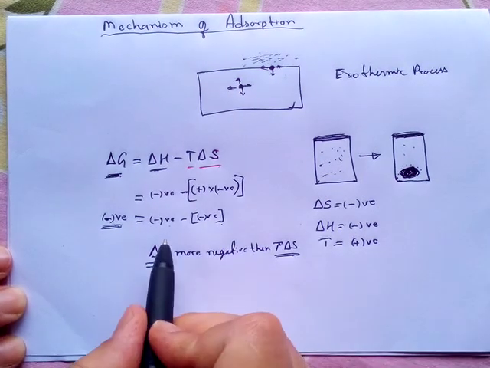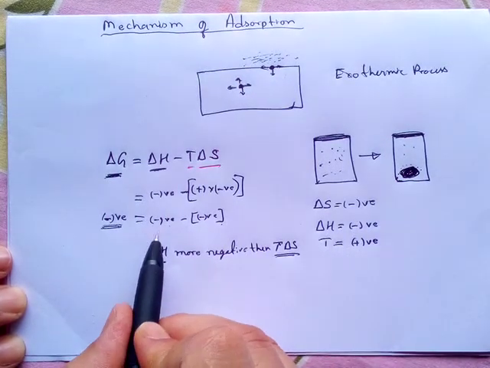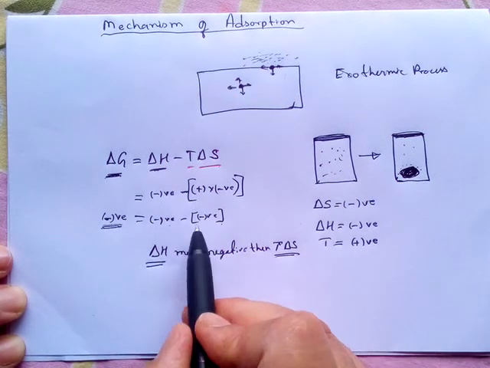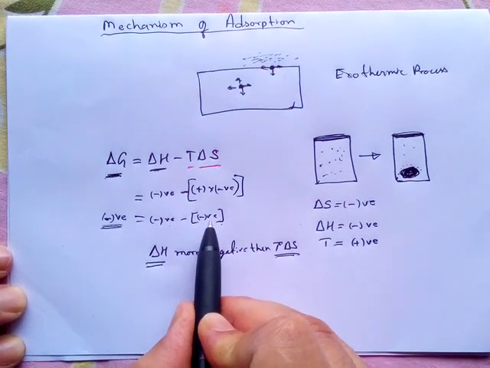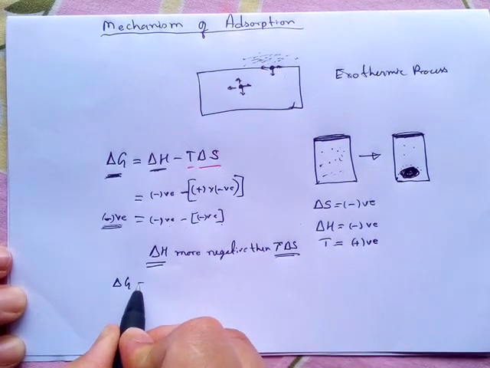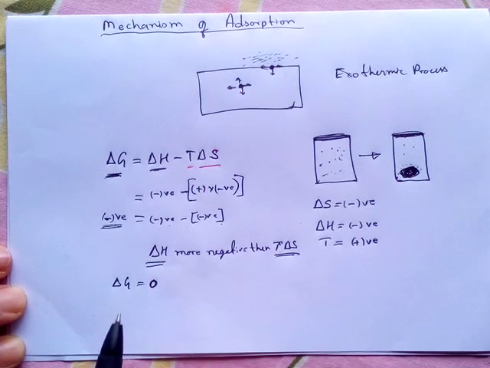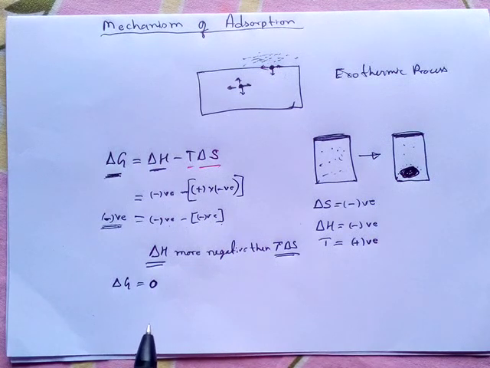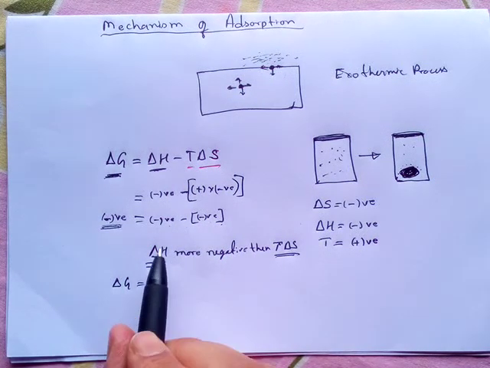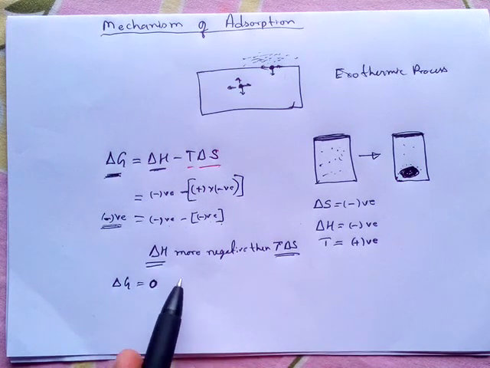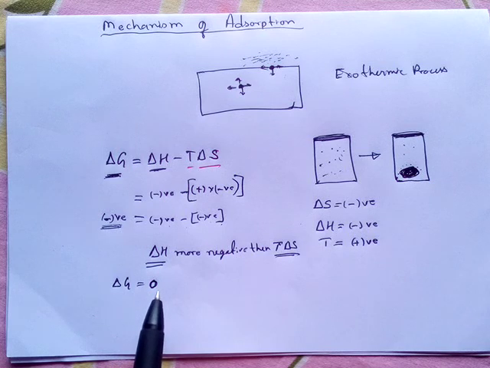Now what will happen if these two values are equal? This delta H, enthalpy change, and T delta S, temperature also there. T delta S is also negative. So if both the values become equal, then delta G is zero. At this time delta G becomes 0. That is the situation we call equilibrium. So when T delta S is equal to delta H, then delta G becomes 0.